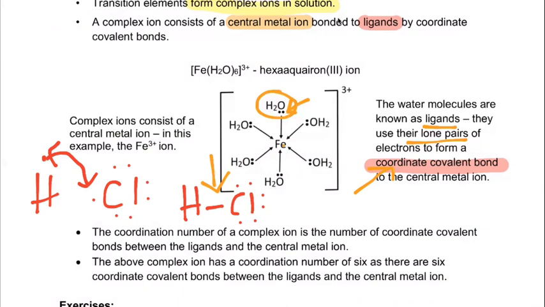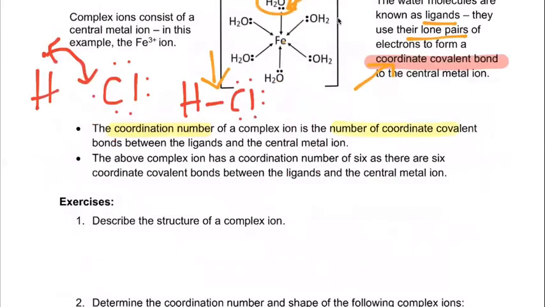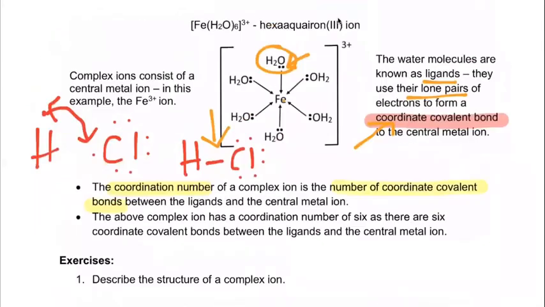The coordination number is the number of coordinate covalent bonds between the ligand and the central metal ion. So on this picture, if I look, there's 1, 2, 3, 4, 5, 6. So on this one, it says the coordination number is 6, as there are 6 coordinate covalent bonds between the ligands and the central metal ion, okay?